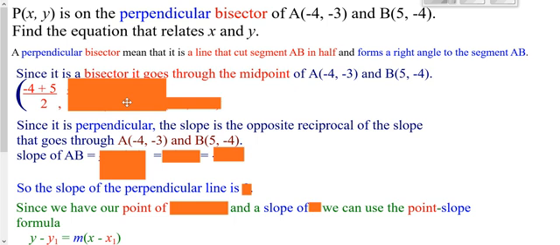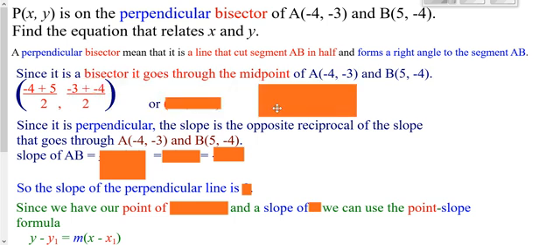So we'd have to add together the x's, divide by 2. Add together the y's, divide by 2. So then we get 1 over 2, and then we get negative 7 over 2. So we know it has to go through that point. The perpendicular part means slopes of perpendicular lines are opposite reciprocals. So if we find the slope between these two, the slope that we're looking for that's perpendicular would have to be the opposite reciprocal. So let's go ahead and find the slope between these two.